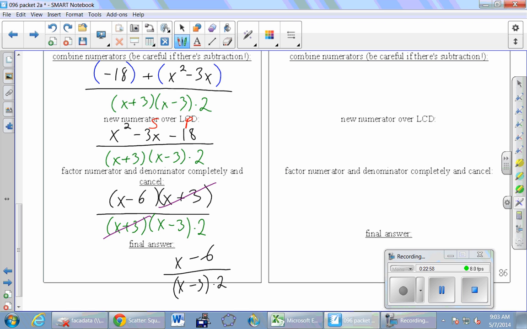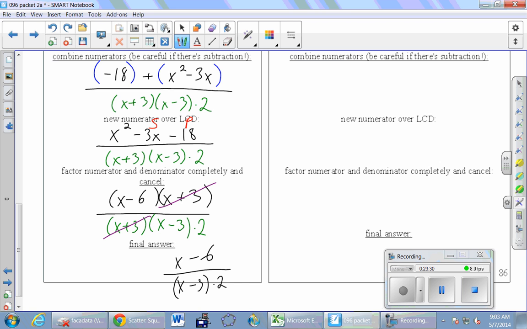Victor? That's exactly what we're doing. Figure out what's missing from the denominator and multiply that top and bottom. And then simplify, combine, cancel. Yeah, that's it in a nutshell.